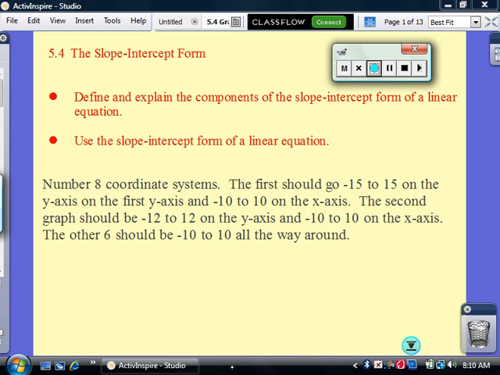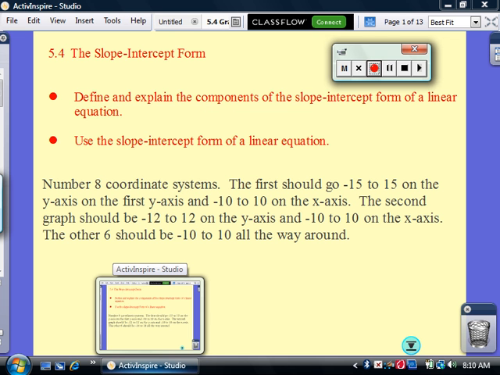This is the 10 by 10. So you want one special long one that goes up and down from negative 15 to positive 15, and then the other goes up and down from negative 12 to positive 12.